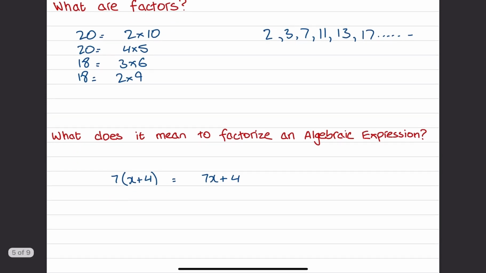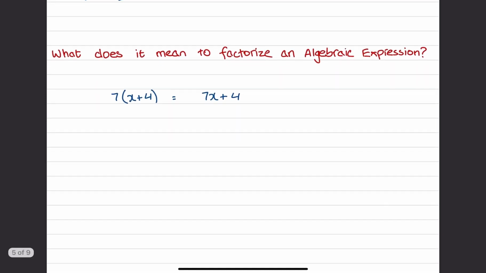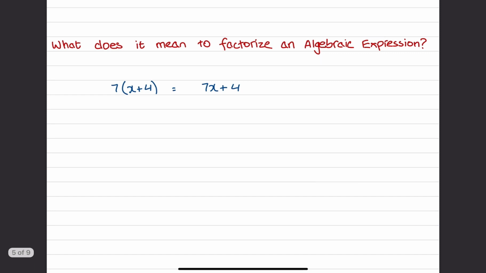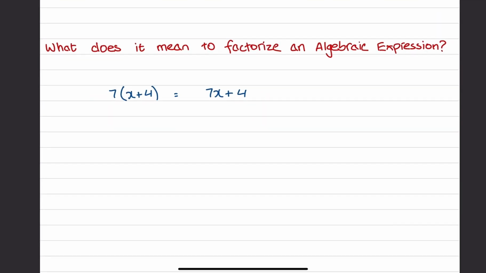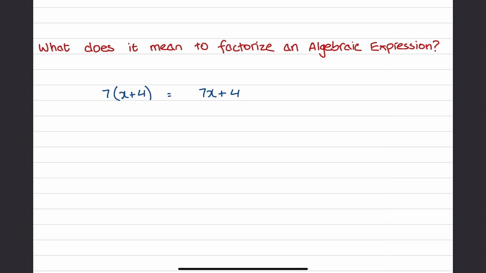So now what does it mean to factorize an algebraic expression? Well, factorization is essentially the process of breaking down an algebraic expression into its factors. If we take this equation, for example, when we expand 7 times x plus 4, we do that by multiplying 7 with x and 7 with 4, and what we get is 7x plus 28.